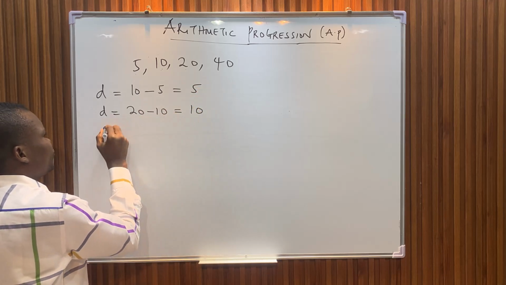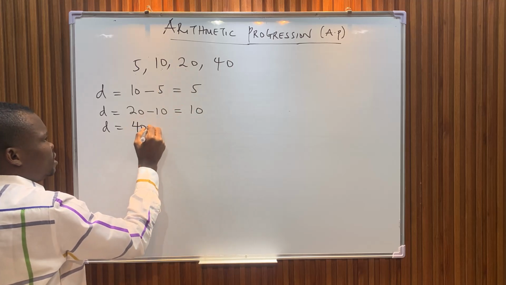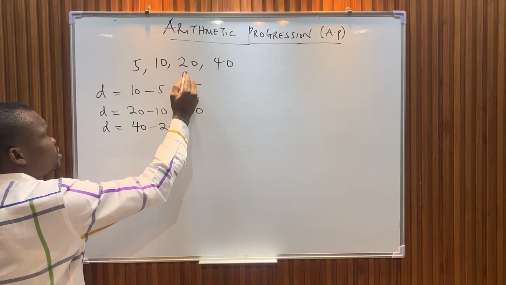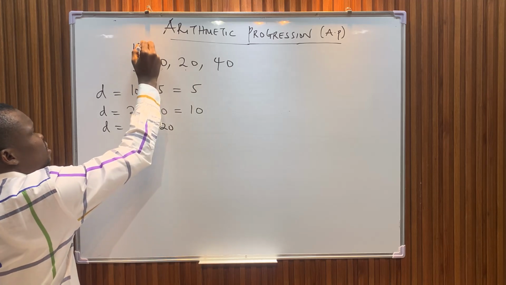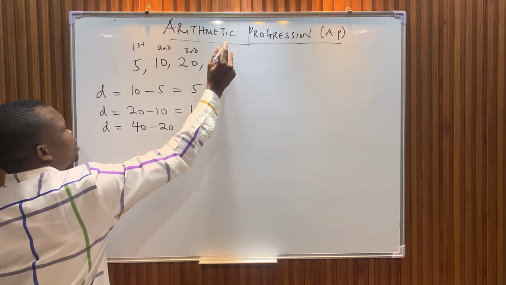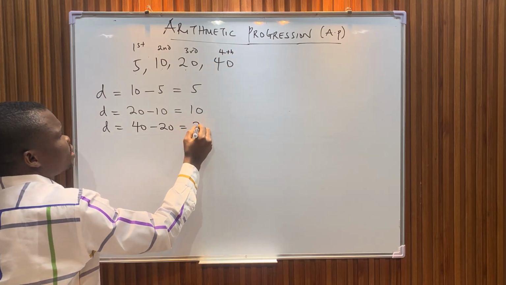Let's check again the next difference. Fourth term minus third term. That's 40 minus 20, because the fourth term is 40 and the third term is what? Is 20. Remember, this is the first term, this is the second term, this is the third term, and this is what? The fourth term. So 40 minus 20, and this gives us 20.